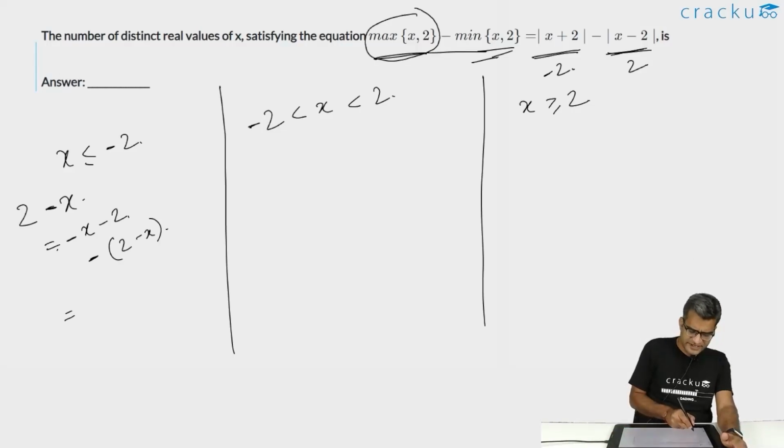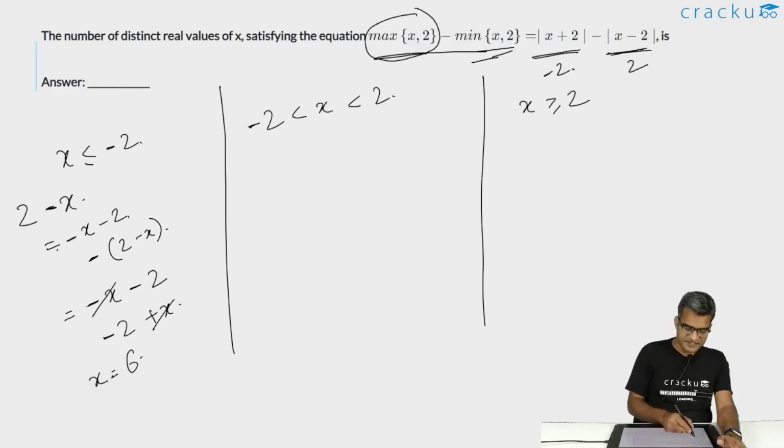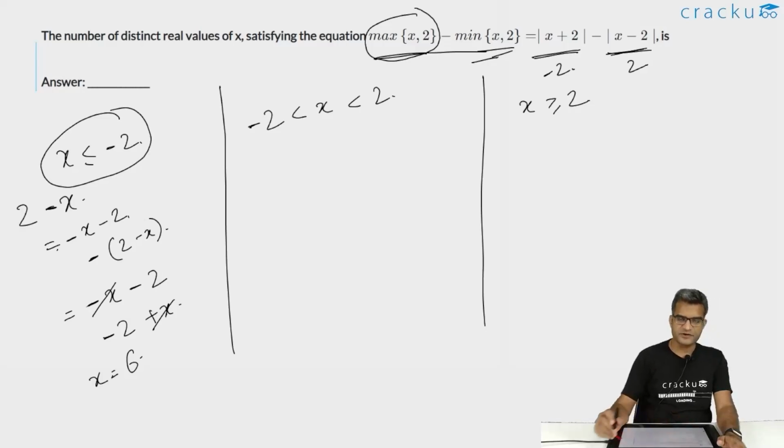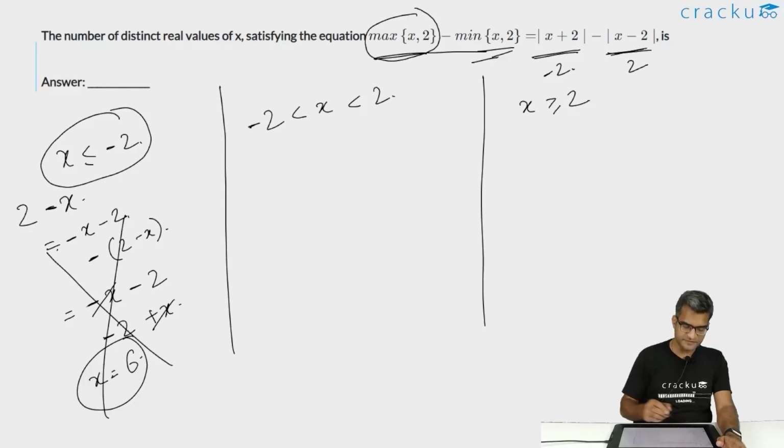If you are simplifying the right hand side, it is minus x minus 2 plus x. You can cancel this, you can cancel this. So the value of x will be equal to 6. But in this interval, we are only looking for x to be less than or equal to minus 2. So the value of x cannot be equal to 6. So this case is a contradiction. There is no value of x in this particular interval.